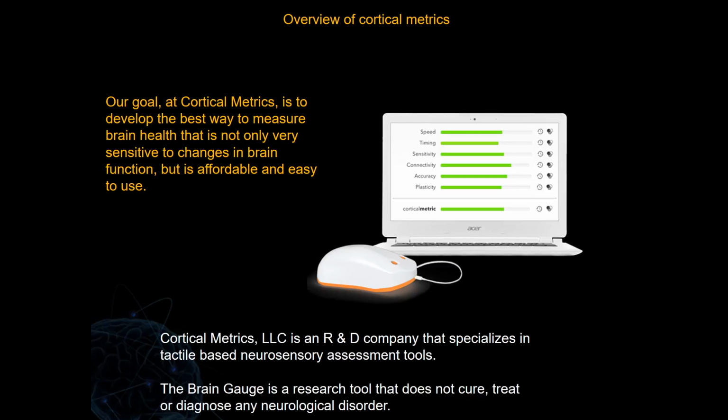Today we'd like to give you an overview of CorticalMetrics and the brain gauge. Our goal at CorticalMetrics, the company, is to develop the best way to measure brain health that is not only very sensitive to changes in brain function, but is affordable and easy to use.